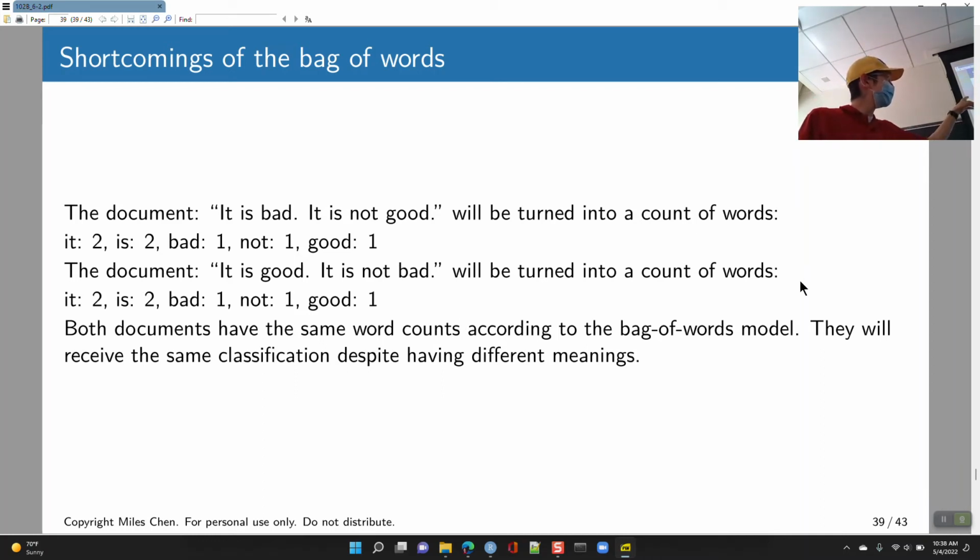If you have this document, it is bad, it is not good, the document gets turned into a count of words. You have two instances of it, two instances of is, bad one, not one, good one. And then if you have this other document, it is good, it is not bad, you get the exact same vector of words. So both of these documents, according to the bag of words model, have the same contents, the same information, even though these two sentences or documents have exact opposite meanings.